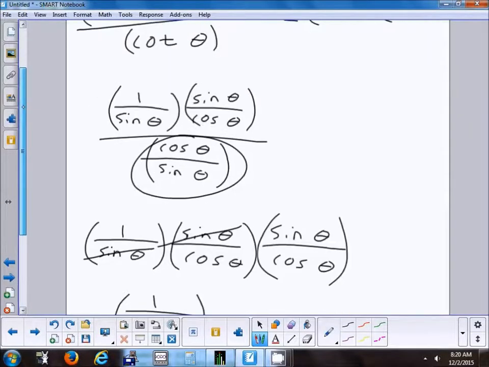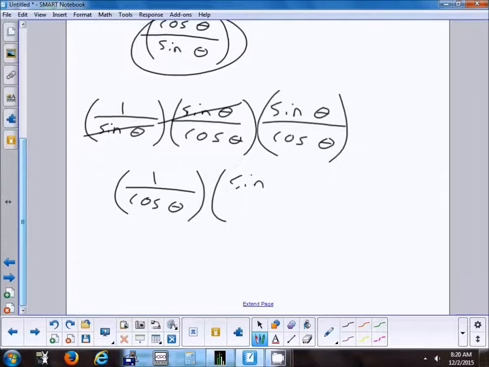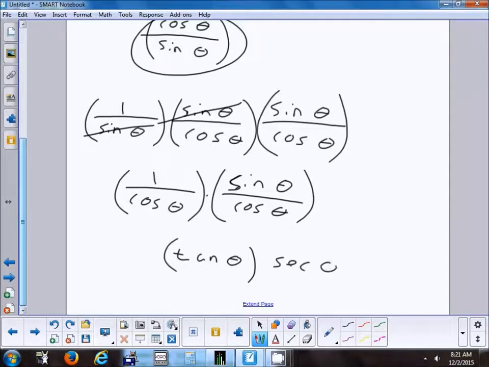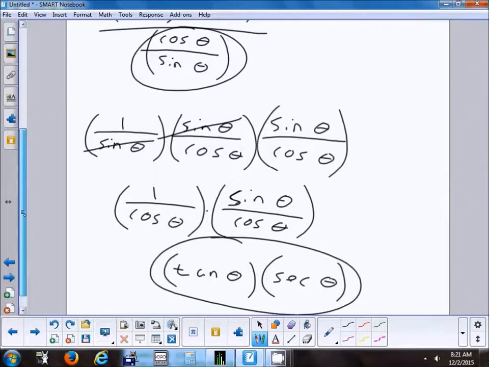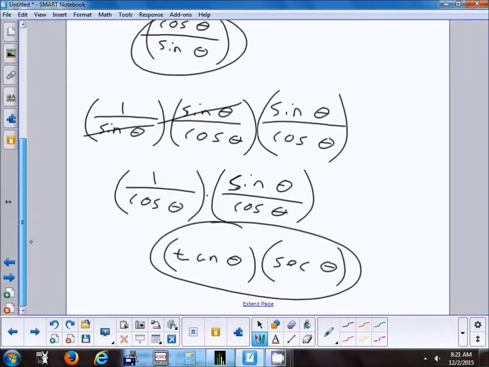Okay, on the right-hand side, we have sine over cosine. And what I'm going to do is just switch the order that we're multiplying these in. It's the same thing as doing 2 times 3 versus 3 times 2. All right, so sine over cosine, that's my tangent. And 1 over cosine, that is my secant. Okay, so that one was actually very easy, just changing to sines and cosines. We get our final answer of tangent times secant.